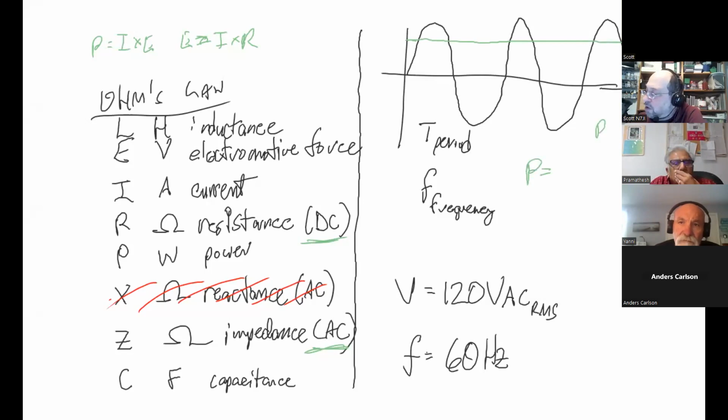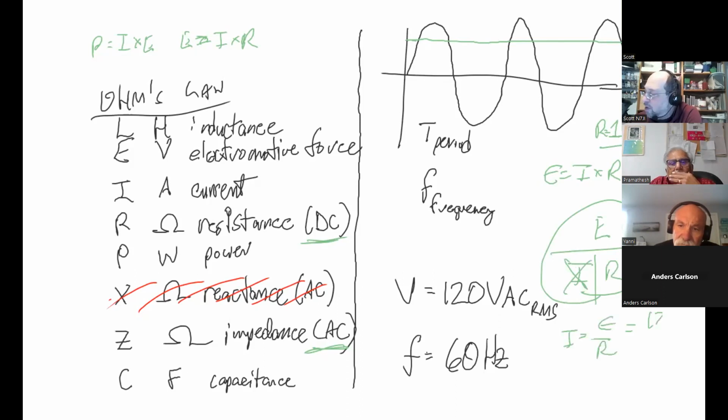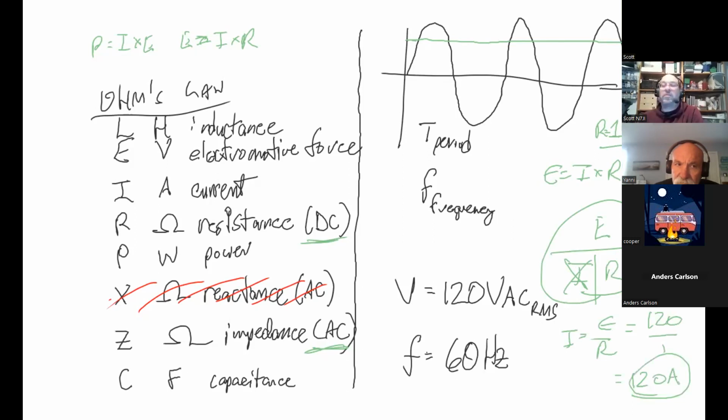Okay, if I were to take this 120 volts and do my power calculations, let's say I have a resistor of 1 ohm, and we'll do some Ohm's law calculations. E equals I times R, and we have our 120 volts and 1 ohm. We don't know our current. I is equal to E divided by R, which is 120 divided by 1, or 120 amps. So we have 120 amps and 120 volts.